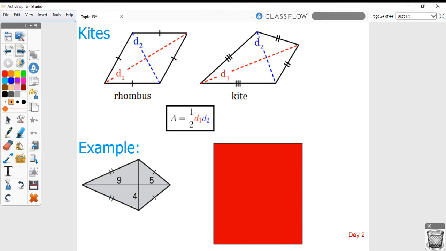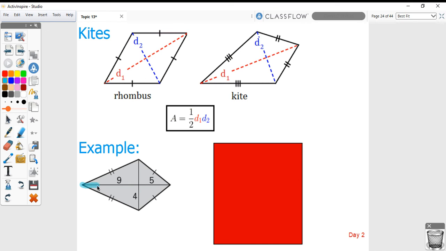Okay, our very last thing is going to be talking about kites here. As we talk about kites, we know that kites are a little bit different than a rhombus, but they've got exactly the same formula. Diagonal 1 times diagonal 2, and we cut it in half.